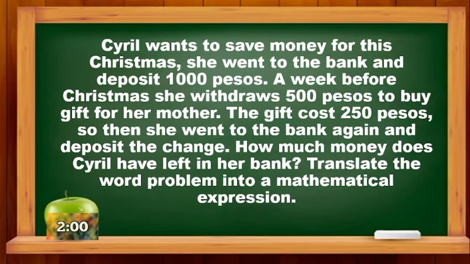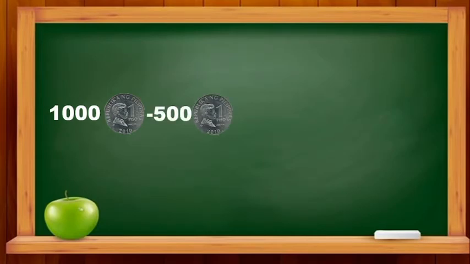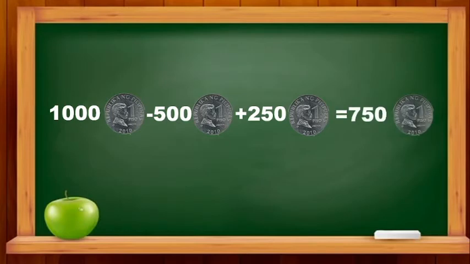So the second problem says that Cyril saved or deposited 1,000 pesos at the bank. And a week before Christmas, she withdraws 500 pesos to buy gifts for her mother. Since the gift cost only 250 pesos, she then deposits the change to the bank. The question, how much money does Cyril have left in her bank? So the answer is 750 pesos.